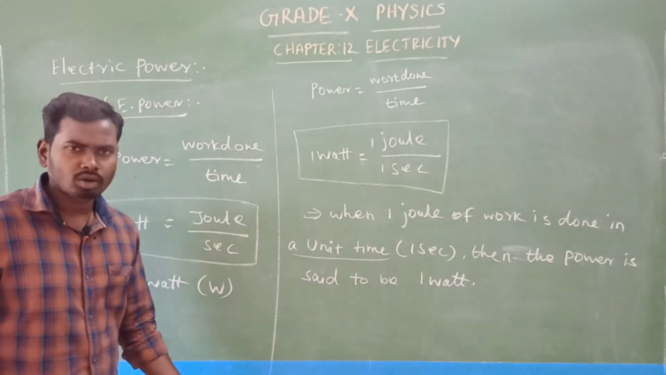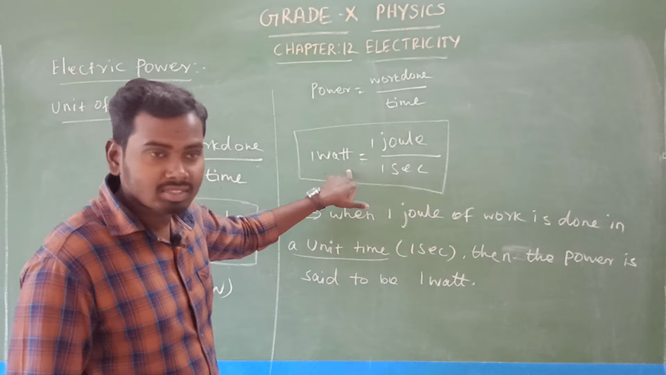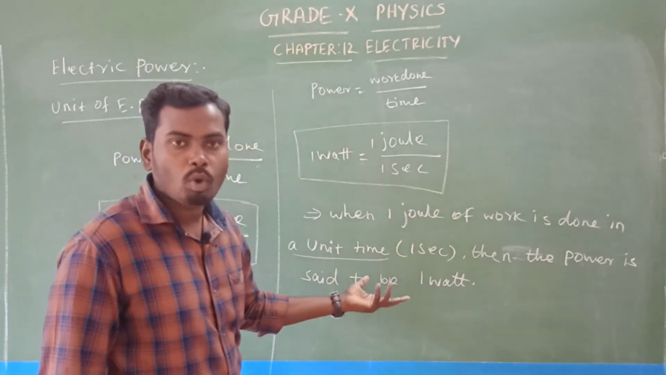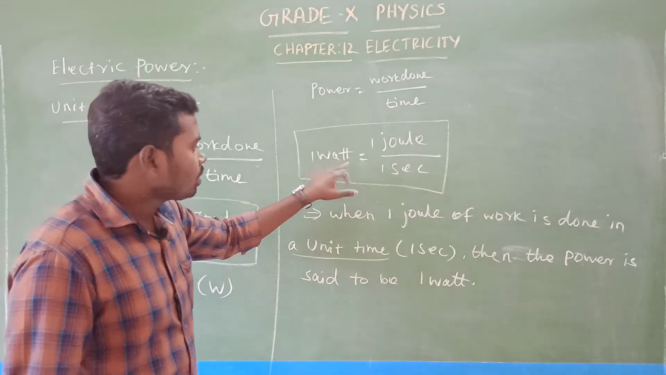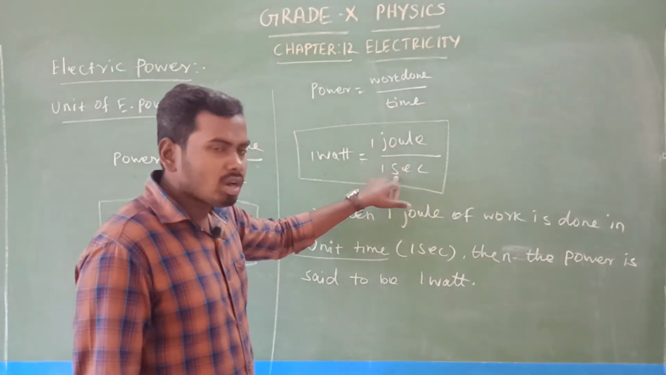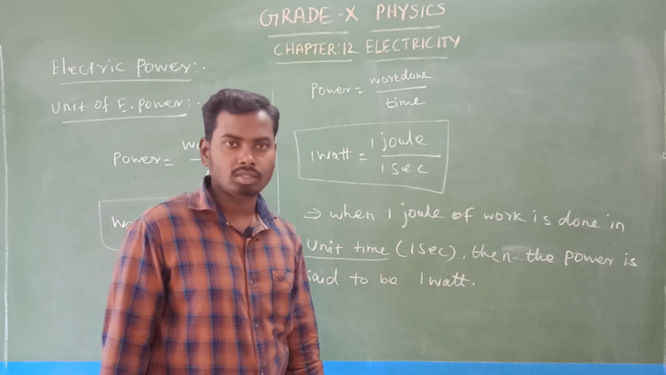It's very, very easy. Don't get confused by it. Here the formula reveals the answer: 1 watt is equal to 1 joule divided by 1 second. So when 1 joule of work is done in 1 second, then the power is said to be 1 watt.